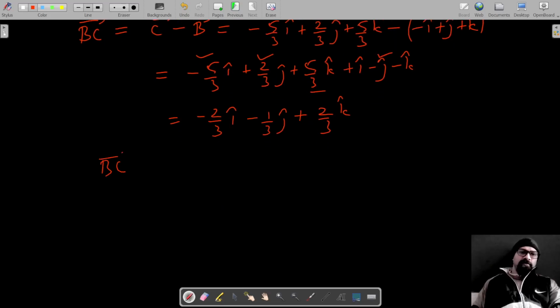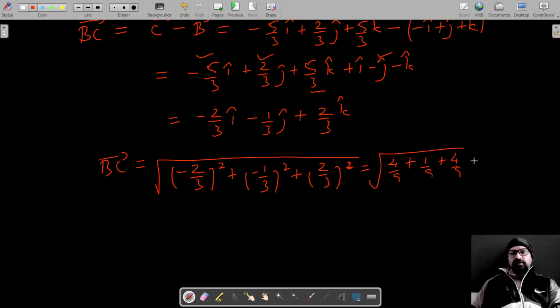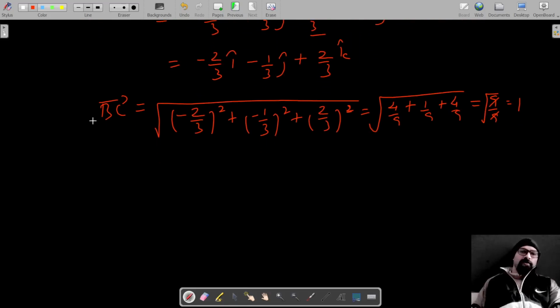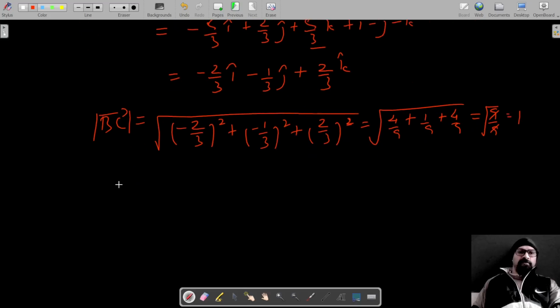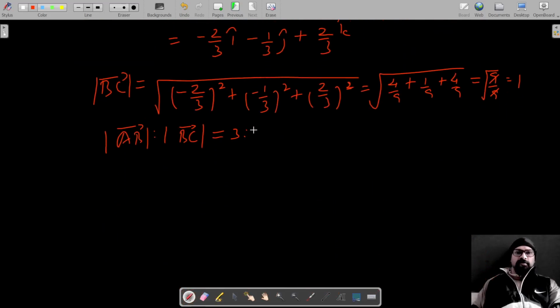Now we have to find its magnitude, which should be the square root of the sum of the squares of the scalar components of BC vector, and this is now equal to 4 by 9 plus 1 by 9 plus 4 by 9. This is equal to 9 by 9, which is root 1. Okay, so this is the magnitude of BC. Now let's find out the ratio. The ratio of magnitude of AB to magnitude of BC is equal to 3 is to 1, which is the required ratio.